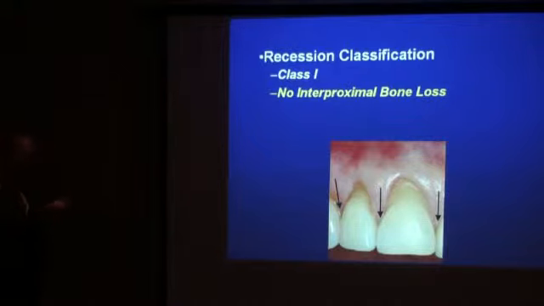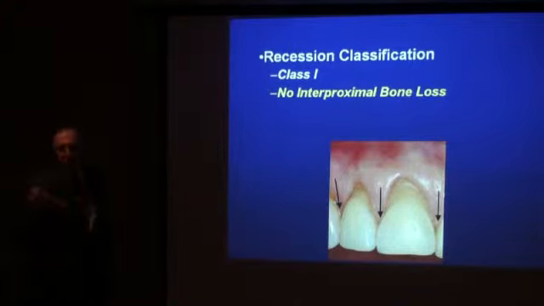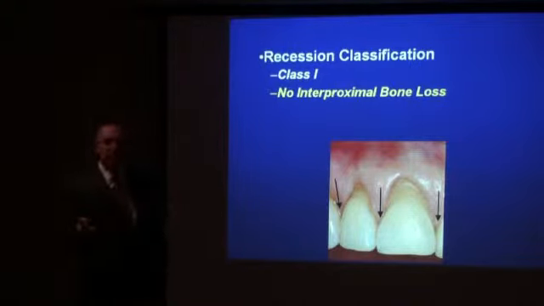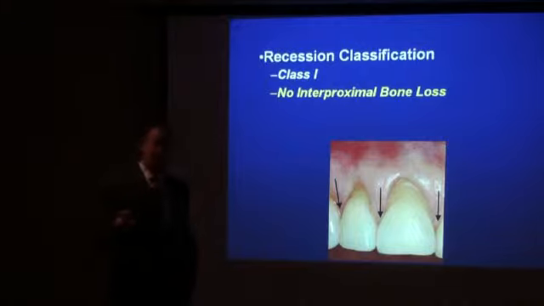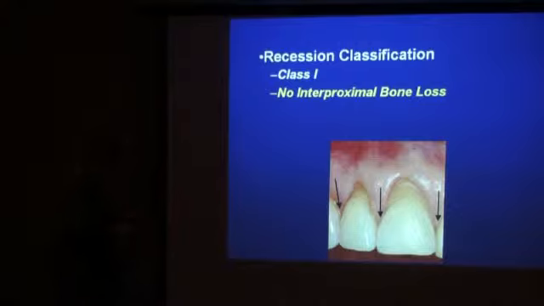And if we probe around these teeth, we'll see that the probing depths are very shallow. 2 millimeters, 1 millimeter, 3 millimeters. And what this tells us is that we've got good bone support between these teeth. So this is Class 1 recession.